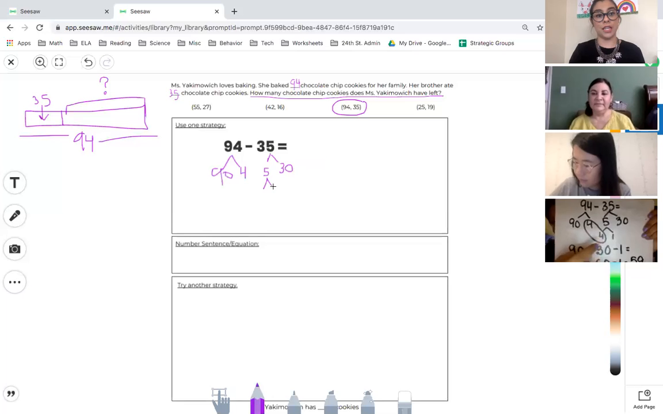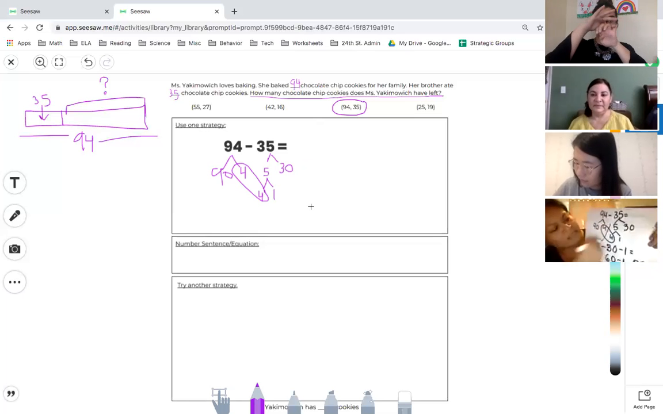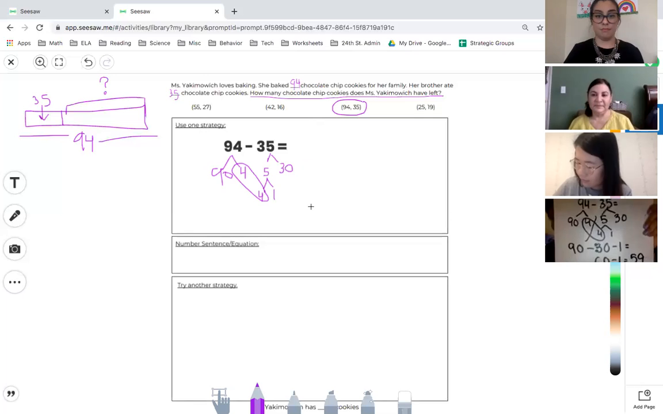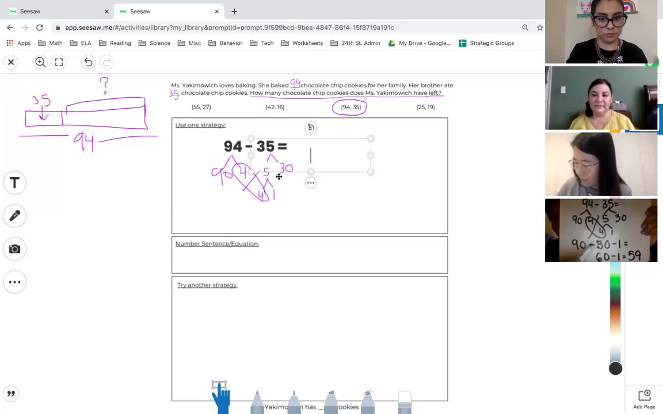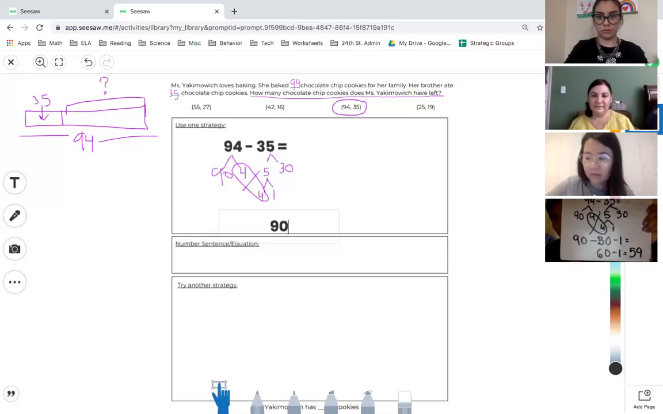But I decomposed the 5 as well. Correct. So I wanted them to be the same. And so I decomposed the 5. So I had a 4 and a 1. And I had the 4 and the 4. And we know that 4 take away 4 is 0. So I can just cross that out. And so 4 minus 4 is 0. I rewrote my sentence, 90. And I'm going to take away what's left over, 30 minus the 1.